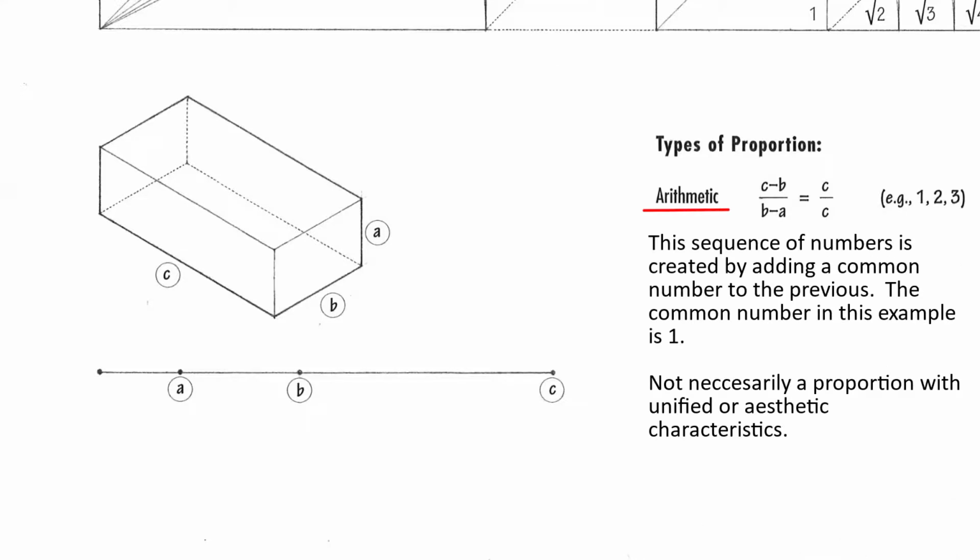Arithmetic. This sequence of numbers is created by adding a common number to the previous. The common number here, for example, is 1. For example, 1 plus 1 equals 2, 2 plus 1 equals 3.